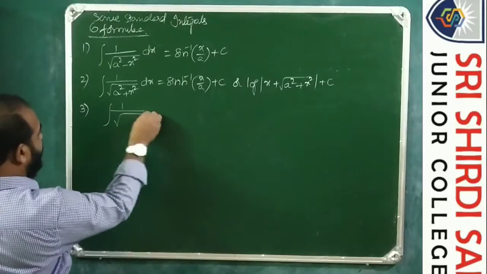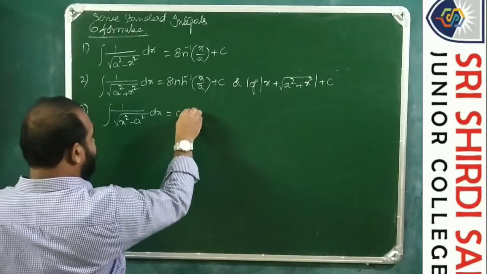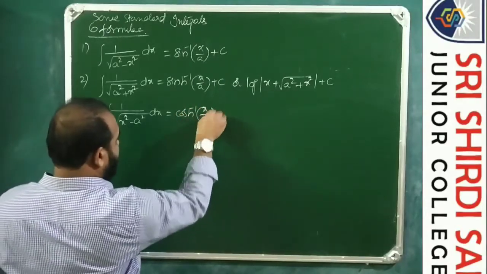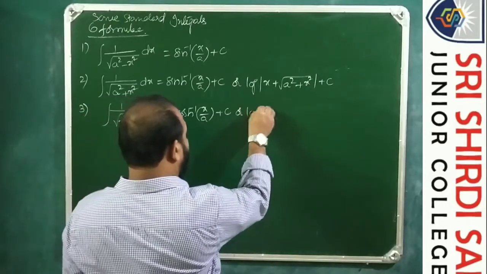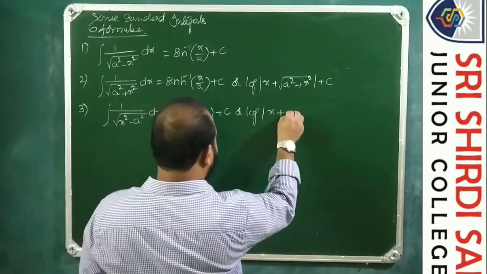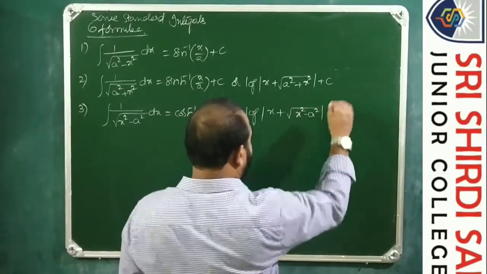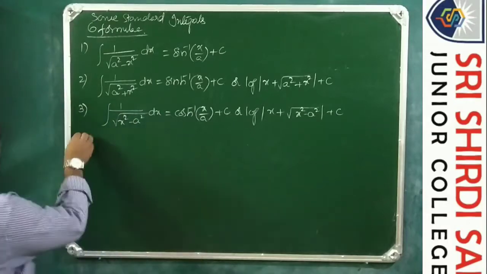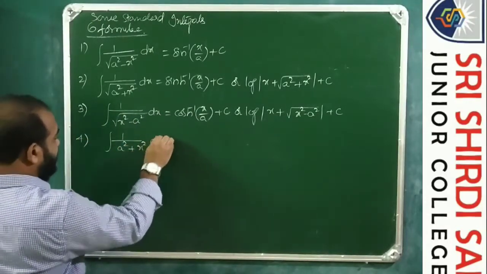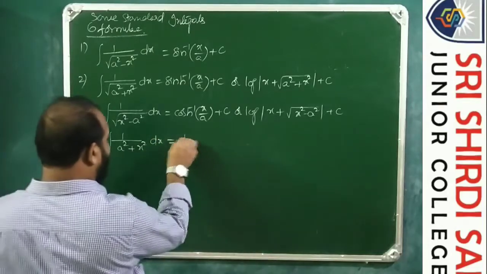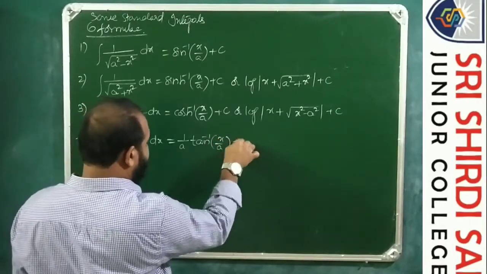Integral 1 by square root of x square minus a square dx is cosh inverse x by a plus constant of integration c, or log modulus of x plus square root of x square minus a square plus constant of integration c. Integral 1 by a square plus x square dx is equal to 1 by a tan inverse x by a plus constant of integration c.